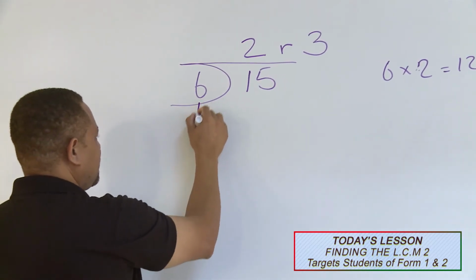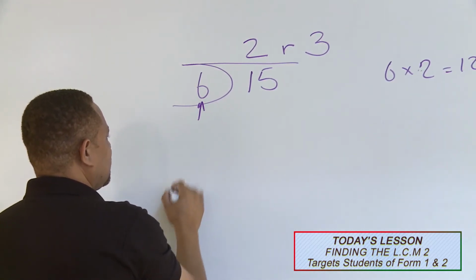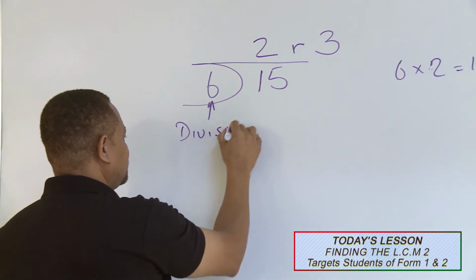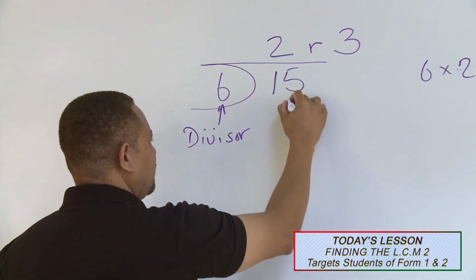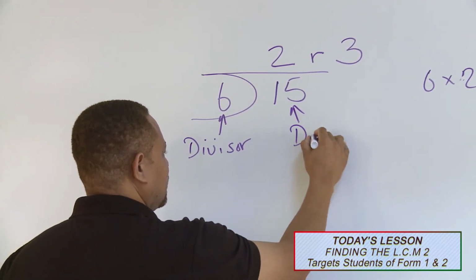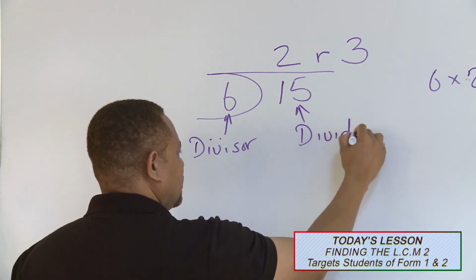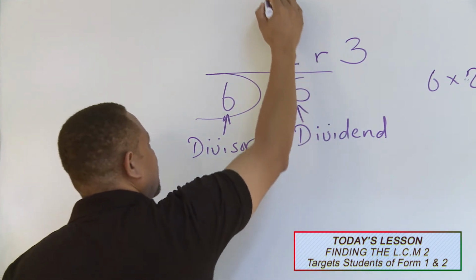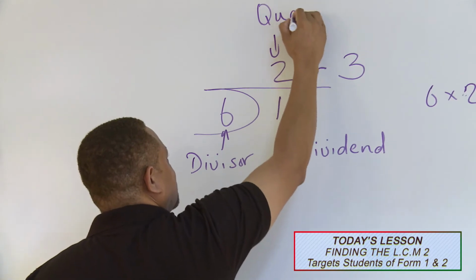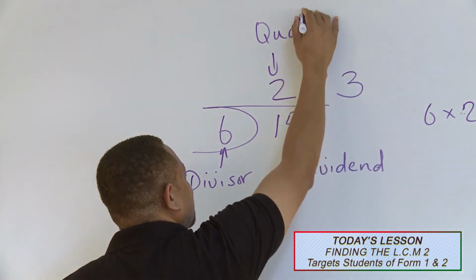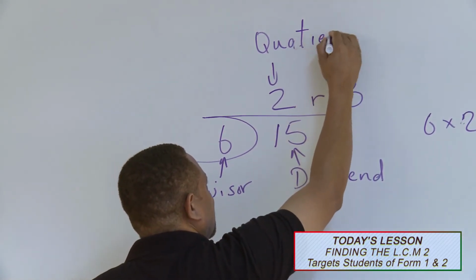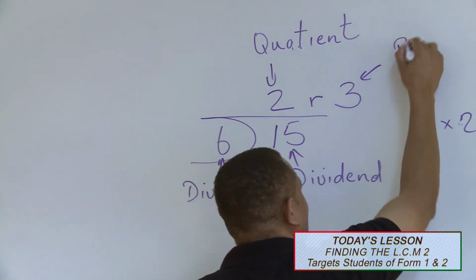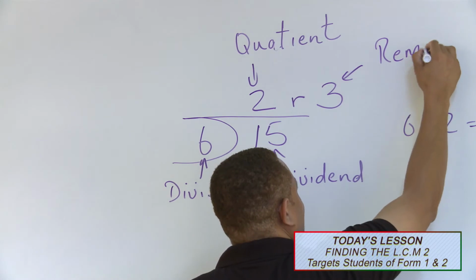So here we have a divisor. Here we have a dividend. Here we have our quotient. And here we have our remainder.